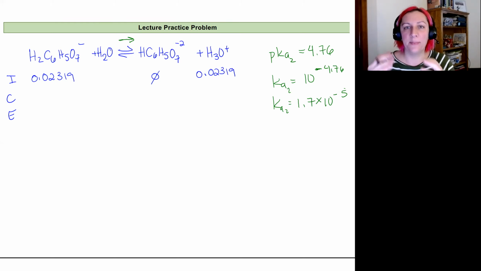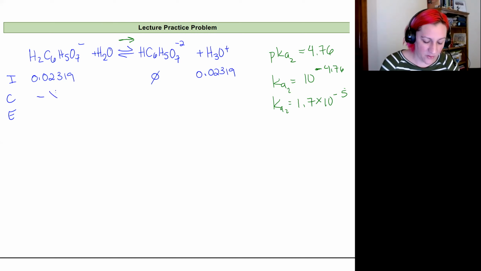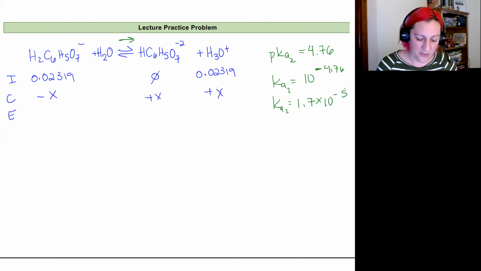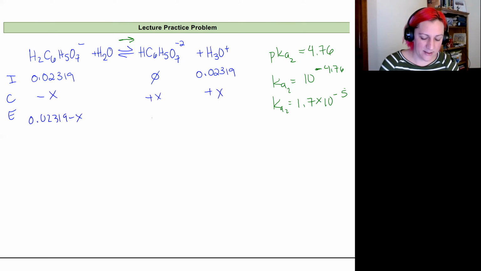The areas that become tricky are, wait, what do I put in as my initial amounts, and which direction is equilibrium going? Those seem to be the areas that people struggle with the most, so they should be ones to pay attention to. So I'm going to subtract X from my reactant side, and add X to my product side. That's going to give me values of 0.02319 minus X, X, and 0.02319 plus X.